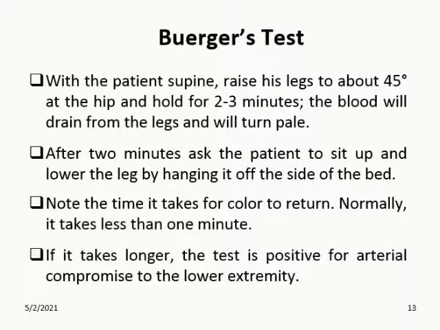Buerger test. With the patient supine, raise his legs to about 45 degrees at the hip and hold for 2 to 3 minutes. The blood will drain from the legs and they will turn pale. After 2 to 3 minutes, ask the patient to sit up and lower the legs by hanging them off the side of the bed or table, and then note the time it takes for color to return. Normally it takes less than 1 minute for the color to return. If it takes longer, the test is positive for arterial compromise to the lower extremities.